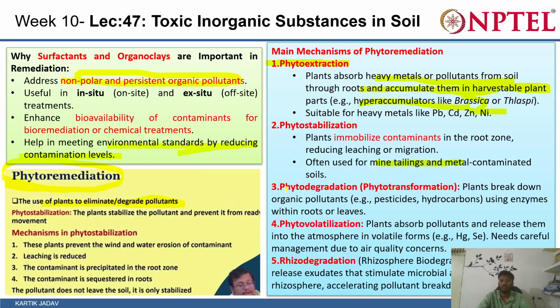And the third one we have is phytodegradation. Plants break down organic pollutants using enzymes within the root zone only. Then phytovolatilization. Plants absorb pollutants and release them into the atmosphere in volatile form, and this needs careful management due to air quality concerns. And rhizodegradation, which is the rhizosphere biodegradation. Plant roots release exudates that stimulate microbial activity in the rhizosphere, accelerating pollutant breakdown.